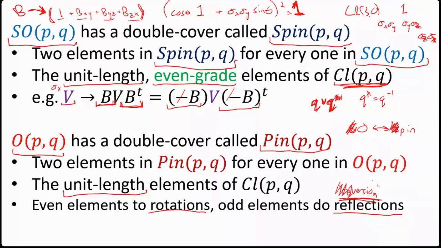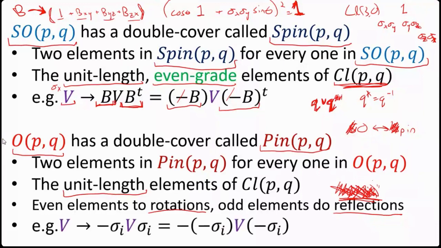Or scaling plus rotation. I don't remember. So it's not the right word here, I think. But basically, instead of just doing rotations, you can do rotations and reflections. So the even grade things will rotate, but the odd grade things will do both.